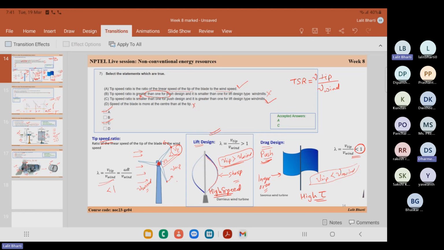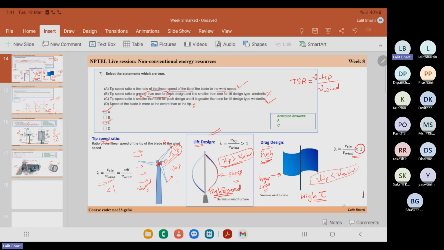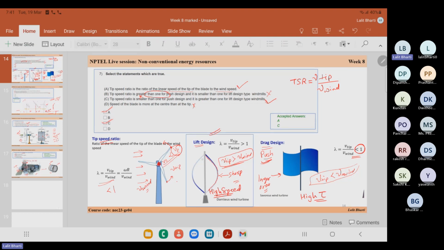Regarding this, in this lift design, drag design, and the extreme tip speed ratio, lambda is less than 1. Yes, we have categorized three. For the lift design, lambda is greater than 1. Yes, it can happen because these blades are very sharp. Typically, in case of vertical or horizontal, lambda may be greater than 1 or less than 1 in case of vertical design. Both are vertical, no? Drag and lift design.